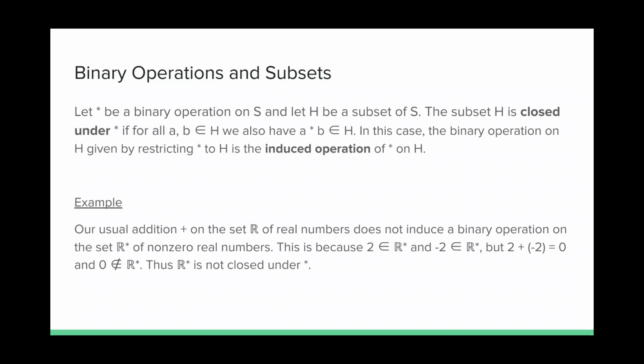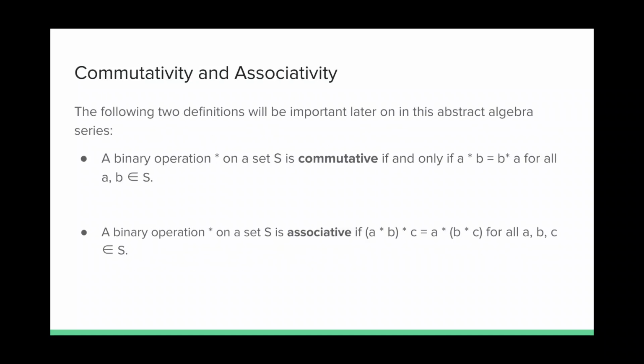An example of this: our usual addition on the set of real numbers is not the same as a binary operation on the set R star, which is the non-zero real numbers, so the real numbers just without 0. This is because 2 exists in R star, and minus 2 also does. But if we do the binary operation of addition on them, we get 0, which is not in the non-zero real numbers. And so R star is not closed under our binary operation. There's quite a few stars there. I probably should use a different notation, but you get the gist.